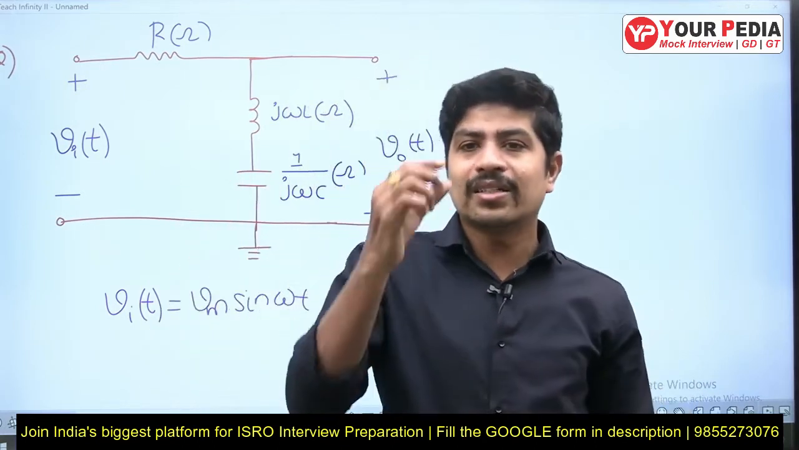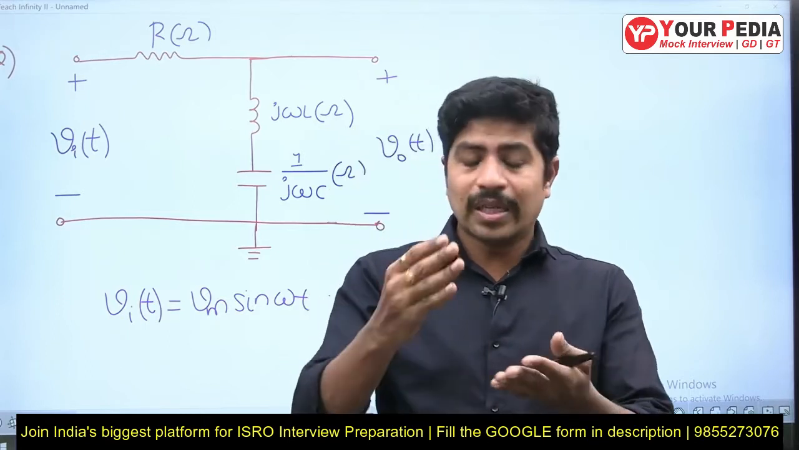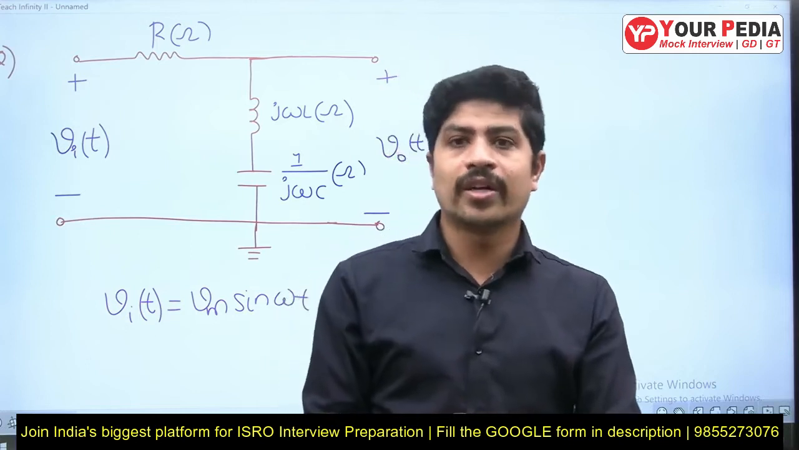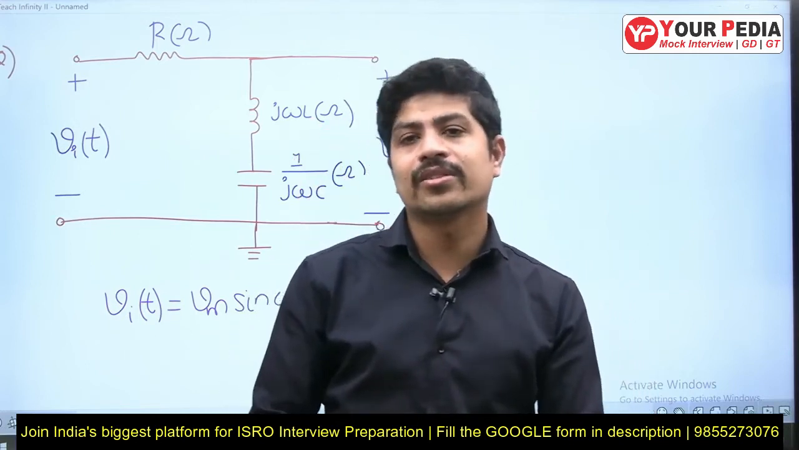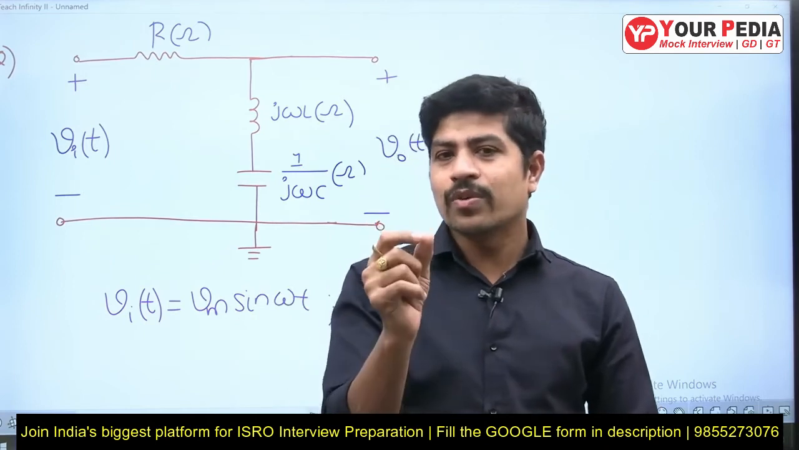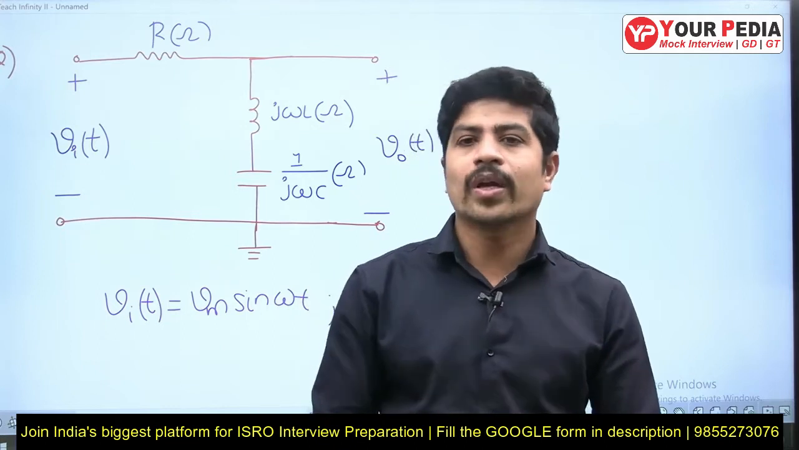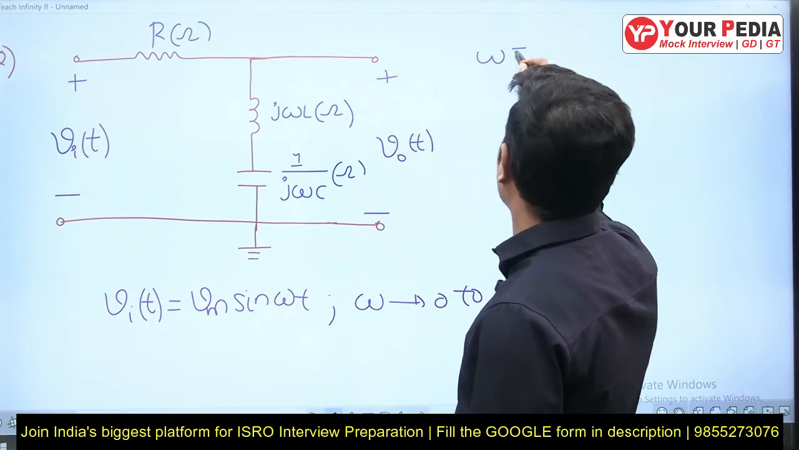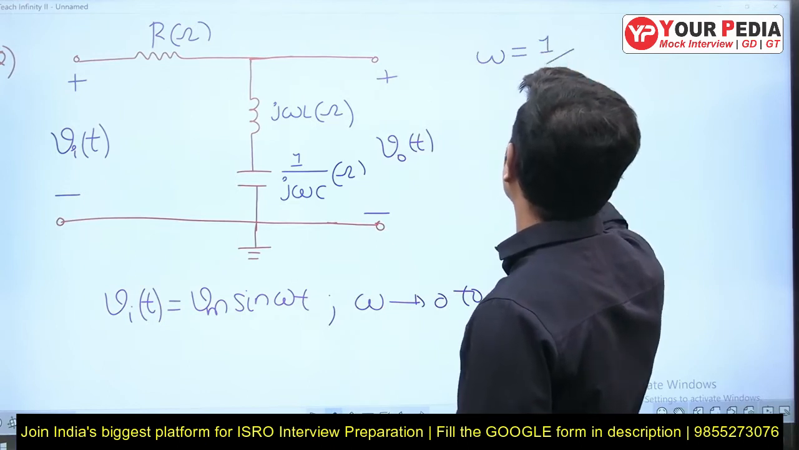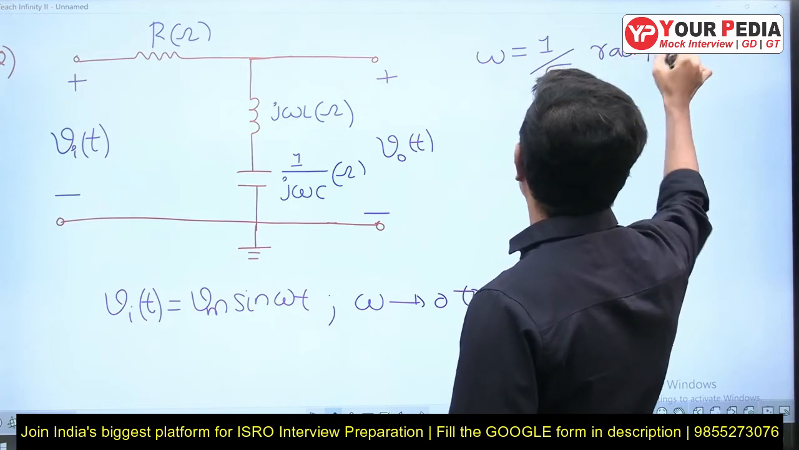In fact, that condition or that particular response, I can say, is the resonant response. That particular condition is called resonance. So input frequency is equal to system natural frequency. Okay, what is the natural frequency of this system? Omega is equal to 1 by root LC. You can find omega equal to 1 by root LC radians per second.